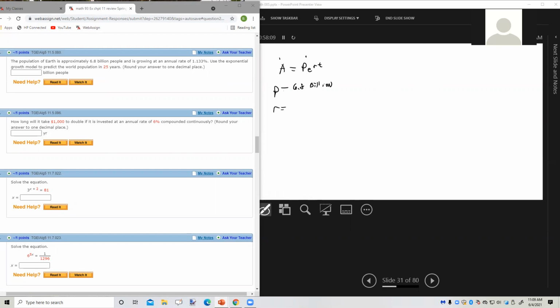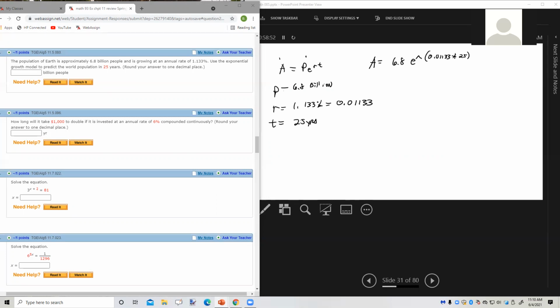The growth rate is 1.133%, which is going to be 0.01133, okay? Careful converting the percent into a decimal number. And let's see, time is 25 years. Okay, so A equals 6.8 e to the 0.01133 times 25. Now, I could predetermine what's in the parentheses, but I'm just going to do it all at once, since I don't have to do anything later.